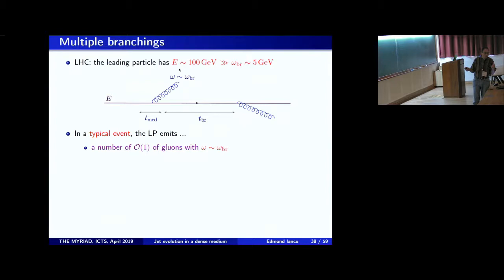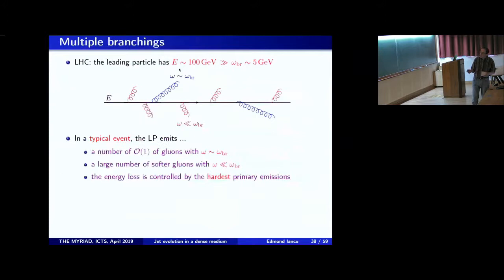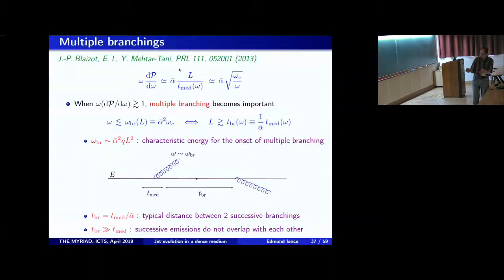What does it mean? That in a typical event, the leading particle emits a number of order one of gluons with this energy. It can be one, can be two, not much bigger than one, but there will always be at least one, because that's the probability. If now we ask the question, what is the number of emissions with energy much less than omega branching? There are zillions, because the probability for them is much bigger than one. We mean that they occur very, very often. In other terms, it means that the formation time, the branching time between two sources of emission for them, is much less than the medium size. So obviously, such very soft gluons will be myriads.